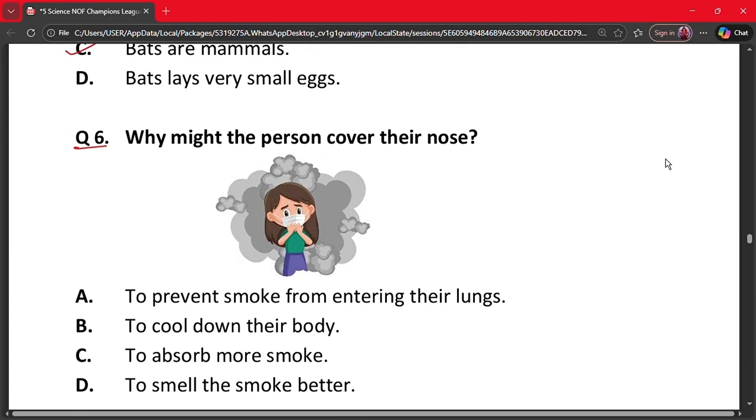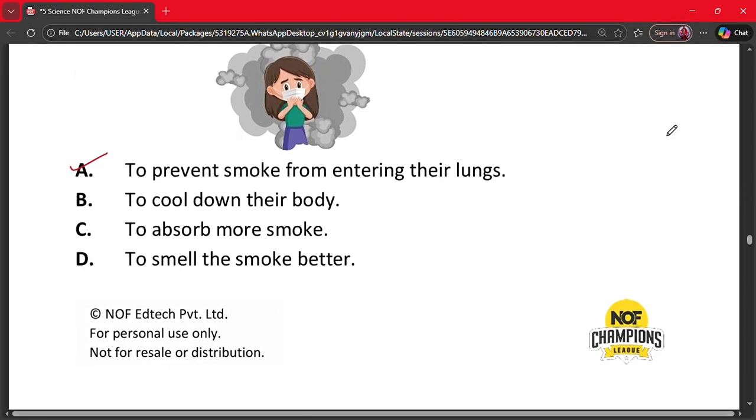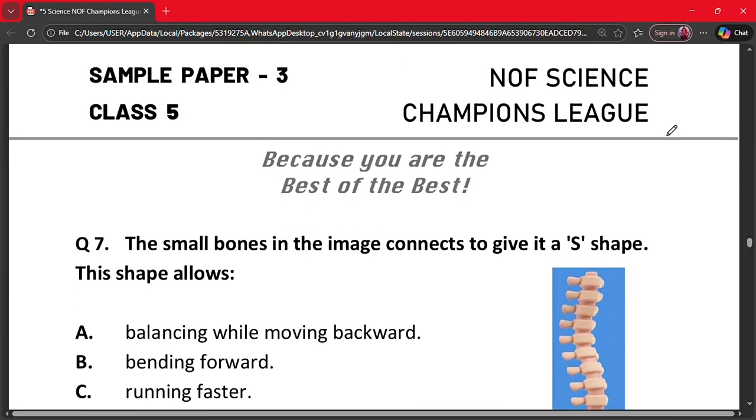Question 6. Why might this person cover their nose? A. To prevent smoke from entering their lungs. B. To cool down their body. C. To absorb more smoke. D. To smell the smoke better. The correct answer is option A. Smoke contains harmful gases and dust which irritate the respiratory system. Covering the nose helps filter the air and protect the lungs. Let's move on to the next question, that is question number 7.